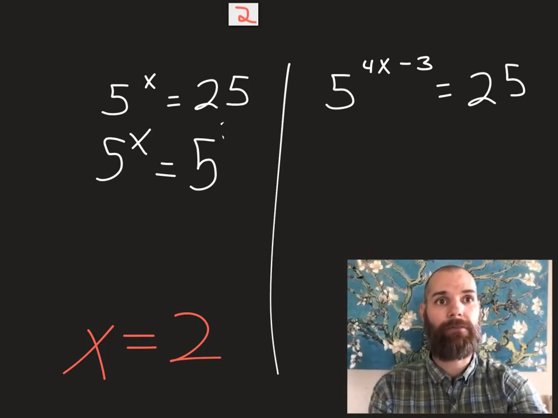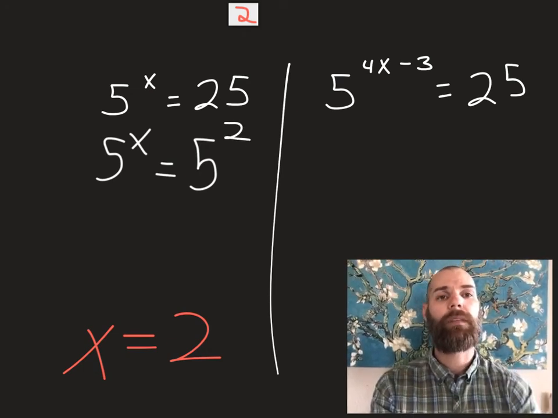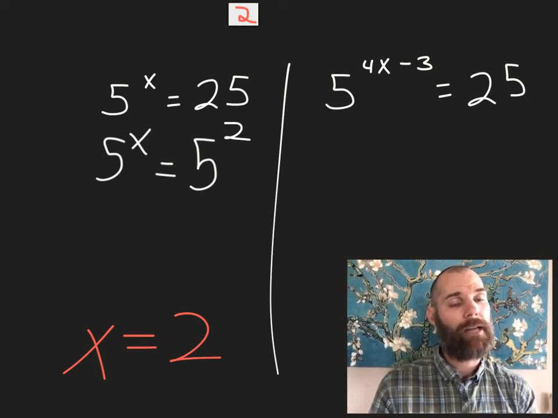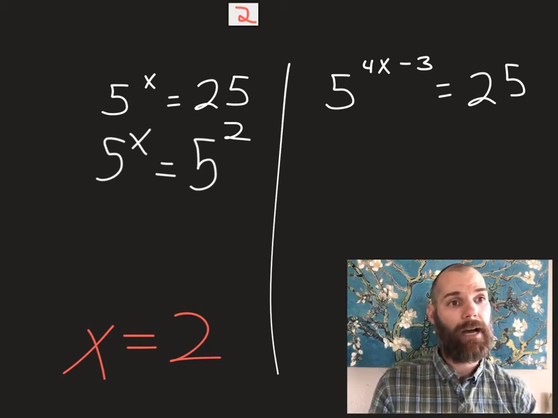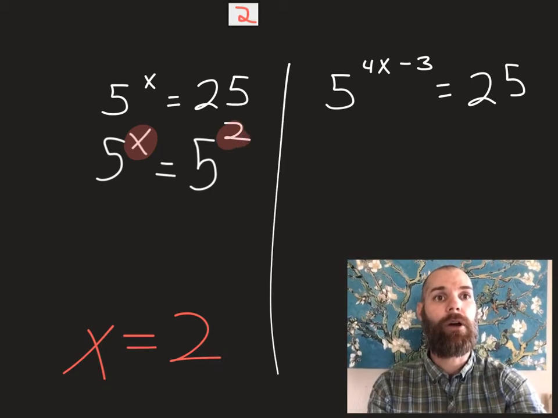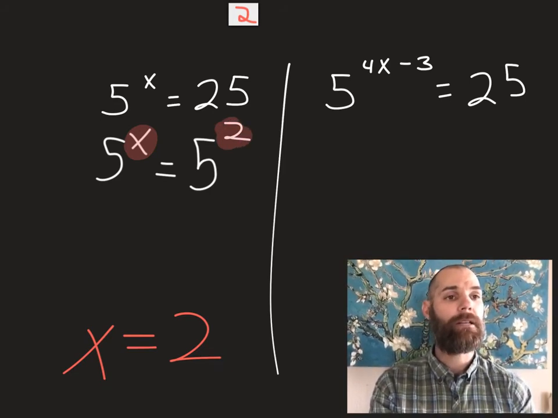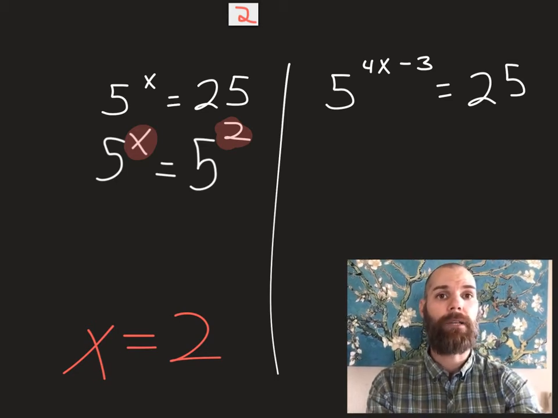Okay, so 5 raised to the second would be 25. And now, when I look at the left side and the right side, they both have a base of 5. So the left side is 5 raised to the x, the right side is 5 raised to the second. And so now if I really just focus on my exponents, after I know that I have a common base, well, if I have a common base, 5 raised to something, then those somethings must be equal.